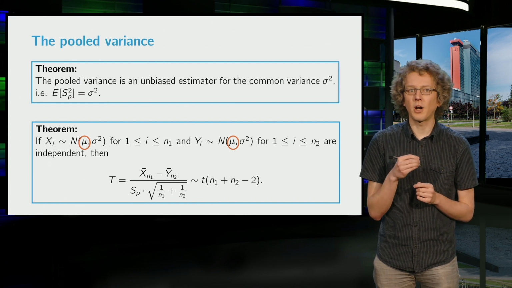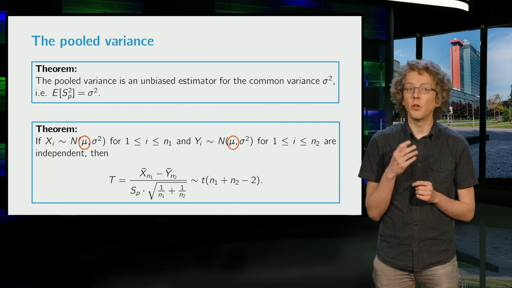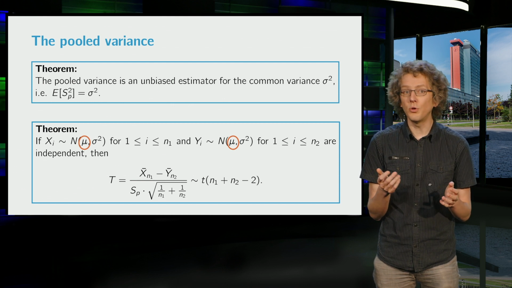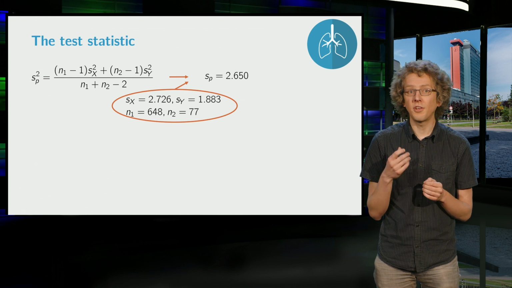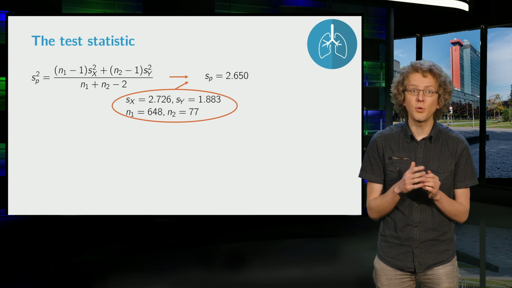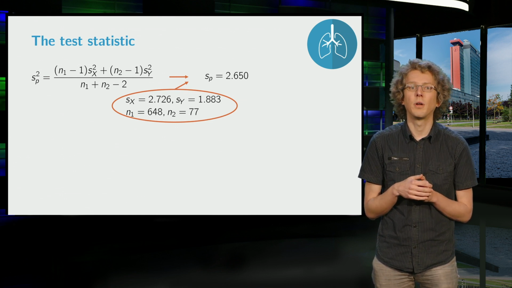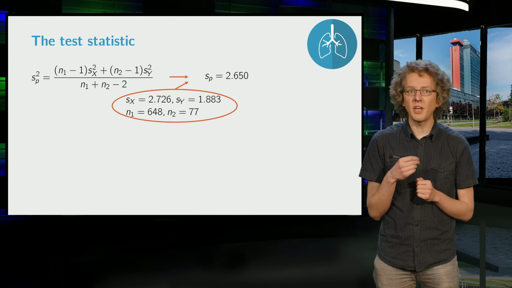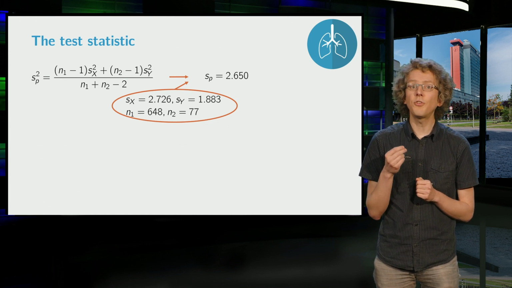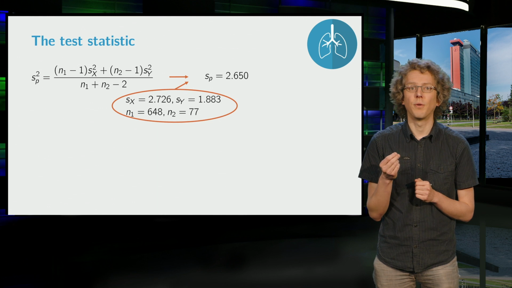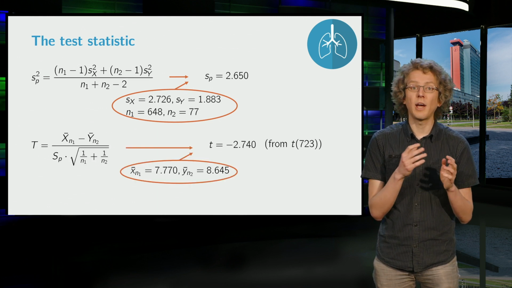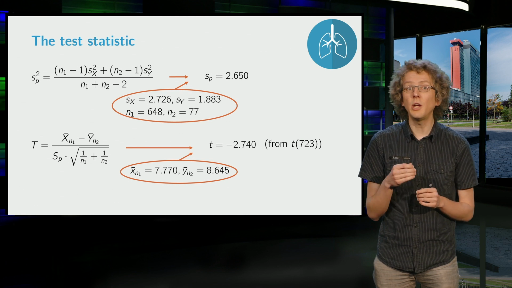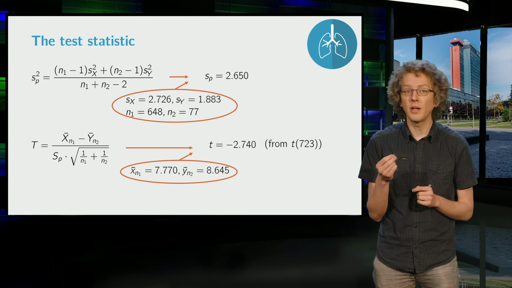Let's see what we get for our dataset. The pooled standard deviation can be computed using the definition that we just saw. Notice that it is indeed between the two individual standard deviations. All of this leads to the test statistic t equals minus 2.74, which is an observation from a student t distribution with n1 plus n2 minus 2 equals 723 degrees of freedom.